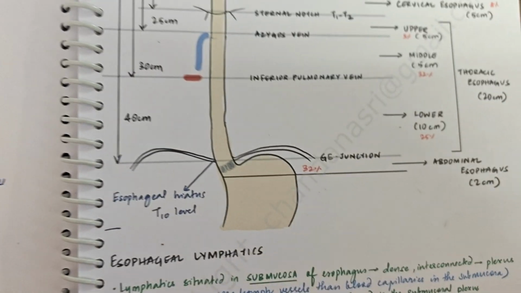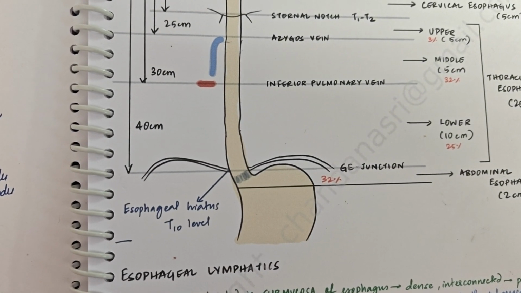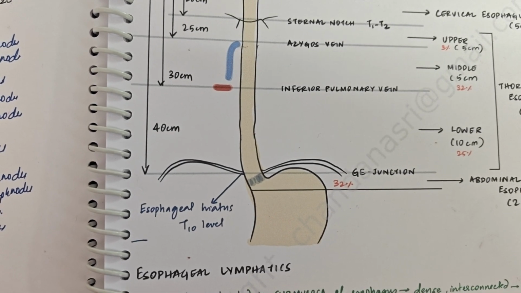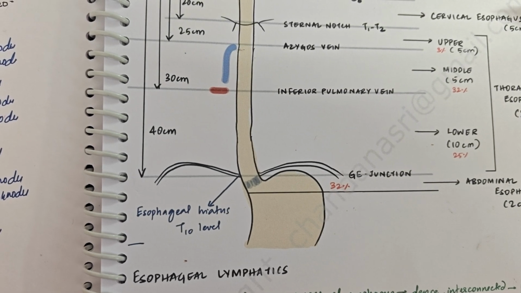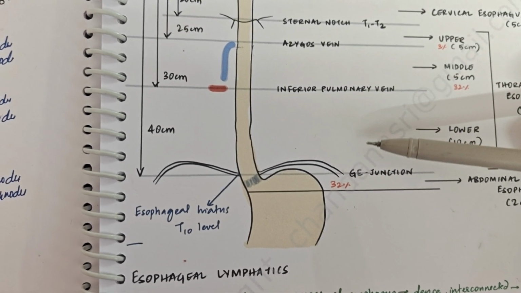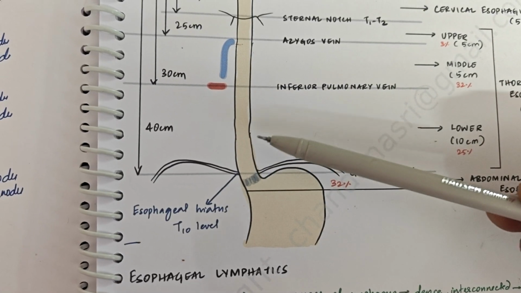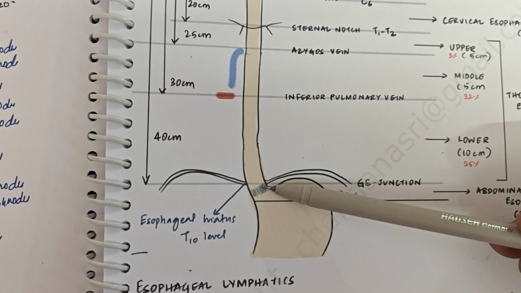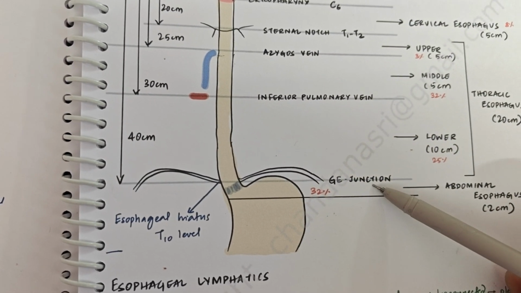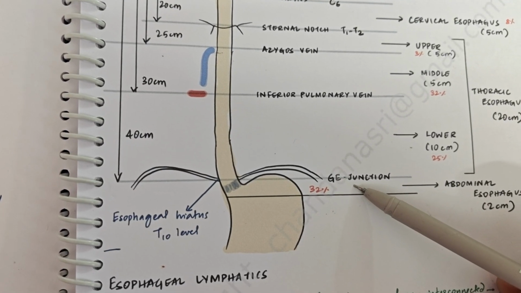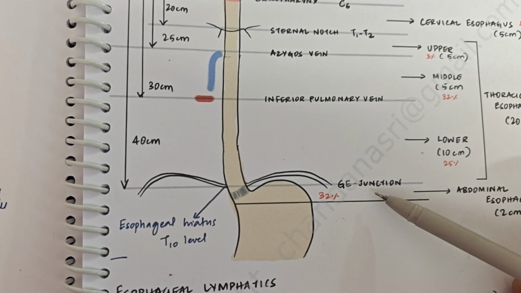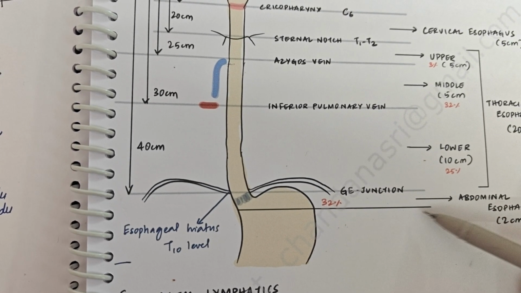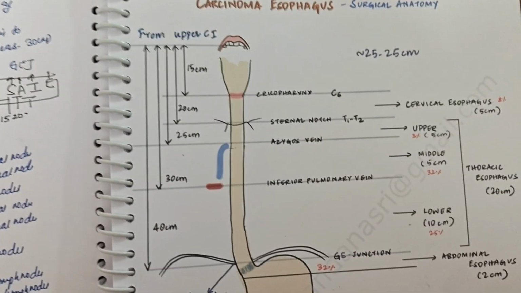What is the lower thoracic esophagus? It is the esophagus that extends from the inferior border of the inferior pulmonary vein to the esophagogastric junction, the GE junction. It is the gastroesophageal junction. Now, if you observe carefully, below this junction is known as the abdominal esophagus, which we'll be discussing later.